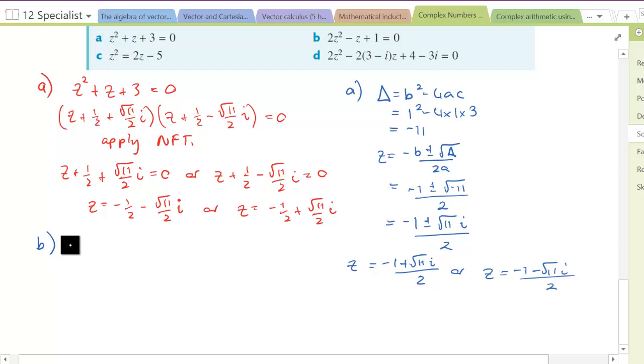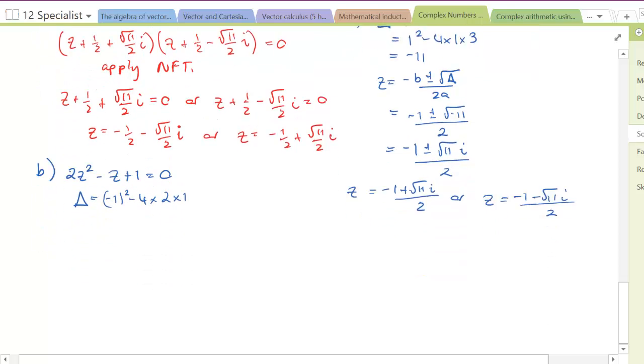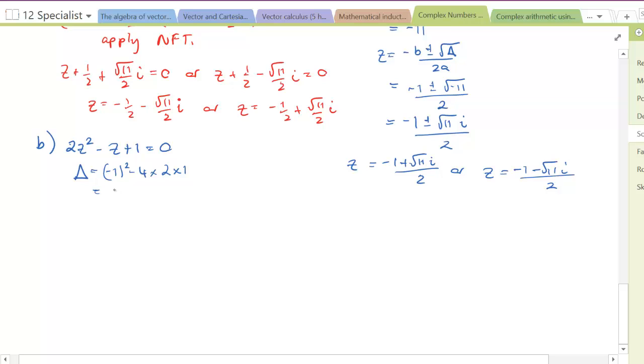So let's say 2z squared take z plus 1 is equal to 0. Then our discriminant is b squared minus 4ac, so negative 1 squared, minus 4 times 2 times 1. And so we've got 1 subtract 8, which is negative 7.